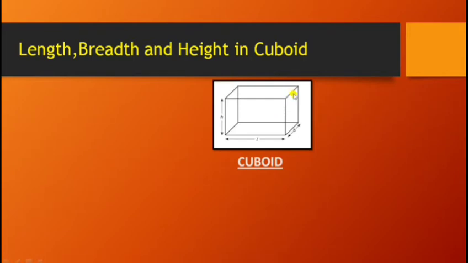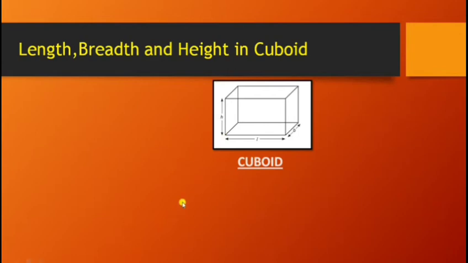Now see the right side face. The right side face is this one, and the left side face, opposite of that, is this one. Similarly, the top face will be this one, and lastly the bottom one, that is this one. So when we talk about length, breadth and height, now let us look at the detailed part of it.